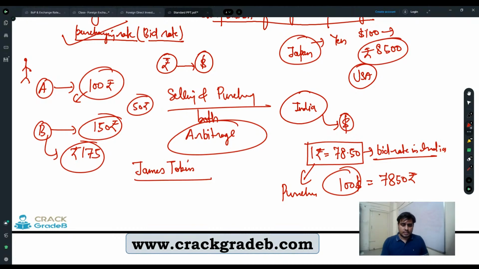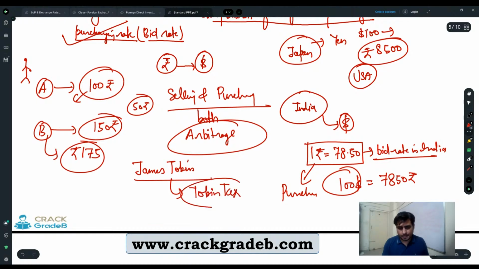So this is why James Tobin became famous, and it is known as the Tobin tax. Tobin tax. Clear? Tobin tax is clear? Okay.